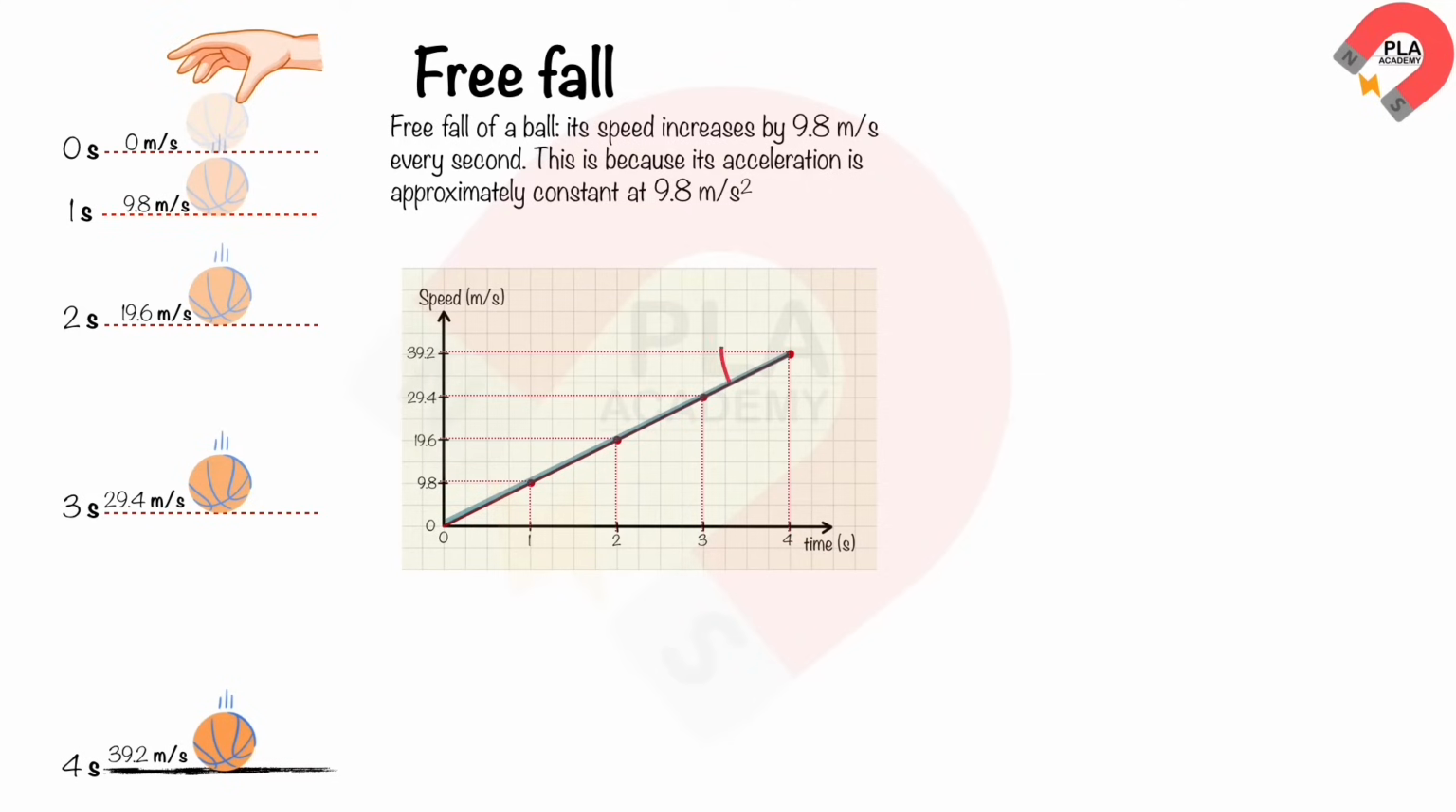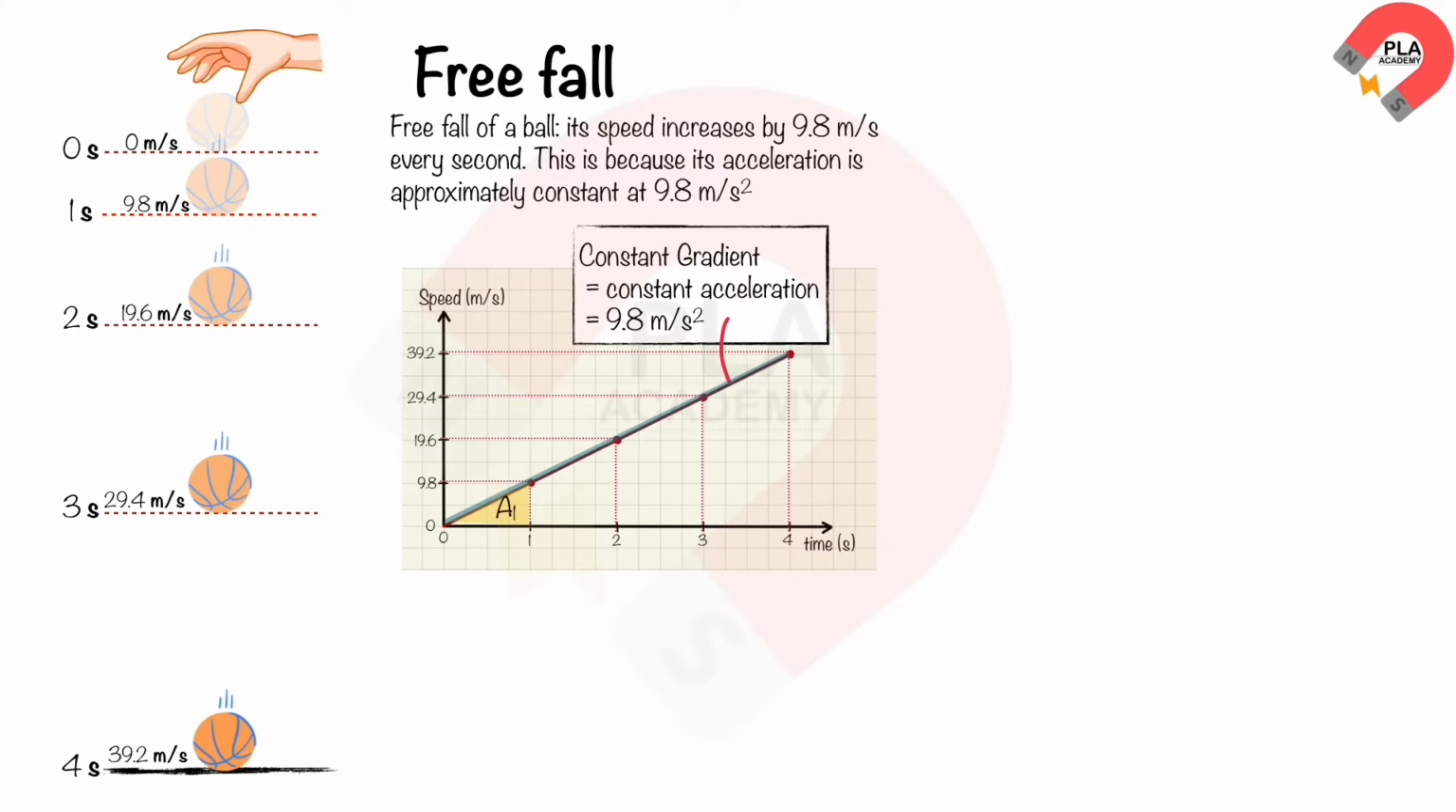The speed time graph shows that the gradient is constant, which indicates that speed increases with constant acceleration of 9.8 meters per second squared. We can find the distance moved of the ball from the area under the graph. Distance moved between 0 and 1 second equals 0.5 times 1 times 9.8 is equal to 4.9 meters. Distance moved between 1 and 2 seconds equals 0.5 times sum of 9.8 and 19.6 and times 1 is equal to 14.7 meters.